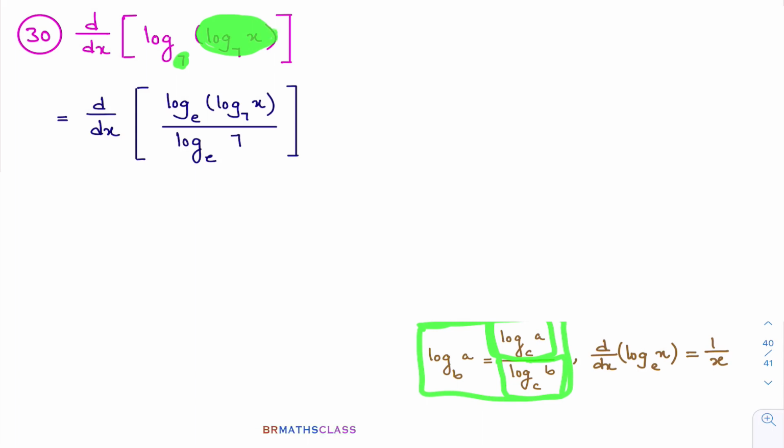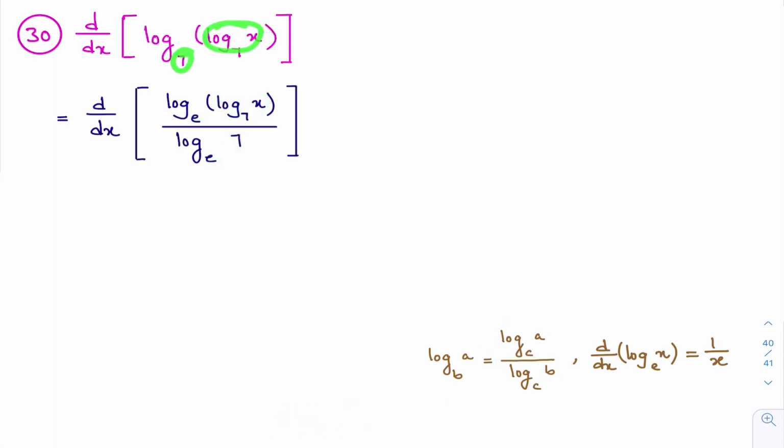So this can be written as, look here, log a base e divided by log b base e. I hope you are understanding. If you imagine this is log a base b, this is written as log a base e divided by log b base e. Now we need to differentiate this.